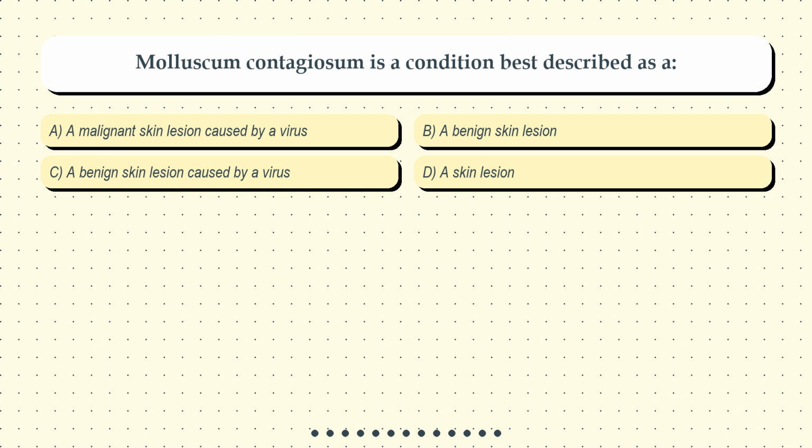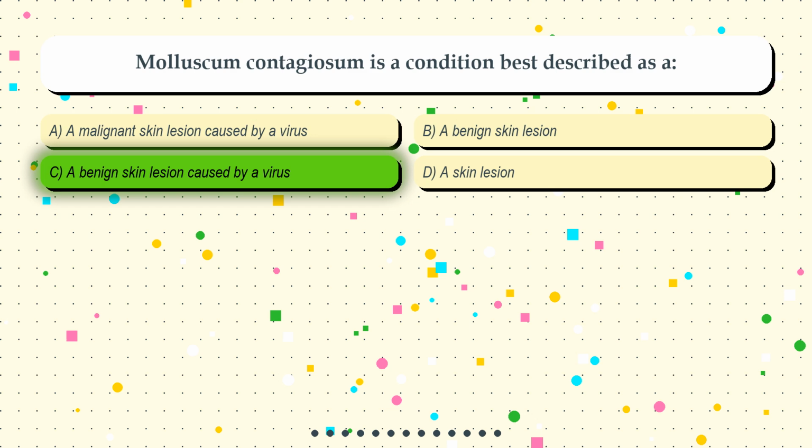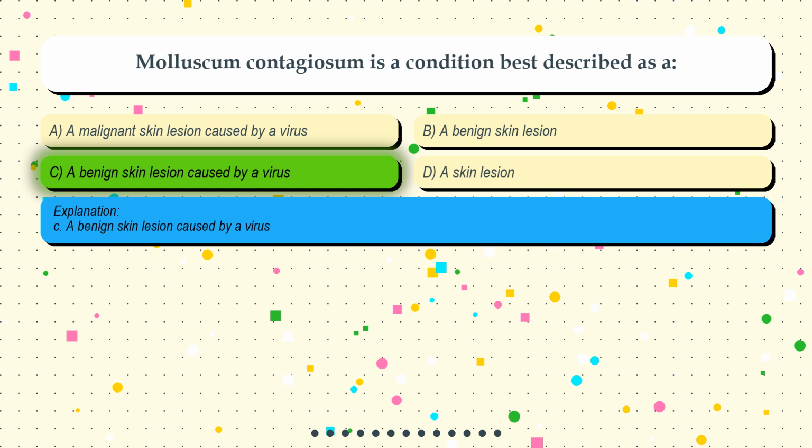Question 12. Molluscum contagiosum is a condition best described as: Option A, a malignant skin lesion caused by a virus. Option B, a benign skin lesion. Option C, a benign skin lesion caused by a virus. Option D, a skin lesion. The correct answer is option C, a benign skin lesion caused by a virus. C, a benign skin lesion caused by a virus.